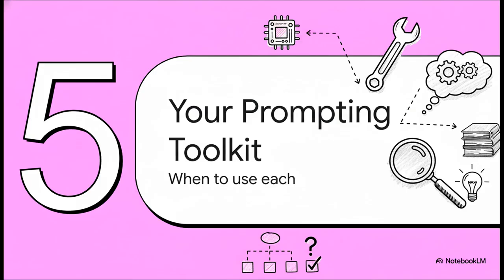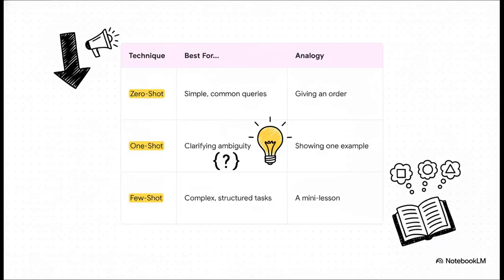Okay, so now you've got these three really powerful techniques in your back pocket. But when do you use which one? Let's break it down into a super simple guide. Think of this as your toolkit. All right, here's your cheat sheet. Super simple. If you've got a basic, common question, just give a direct order. That's your zero shot. If things are a little fuzzy or unclear, show it one example to clear things up. That's your one shot. And for those big, complex jobs where you need everything perfectly structured, you give it a mini lesson. That's few shot.